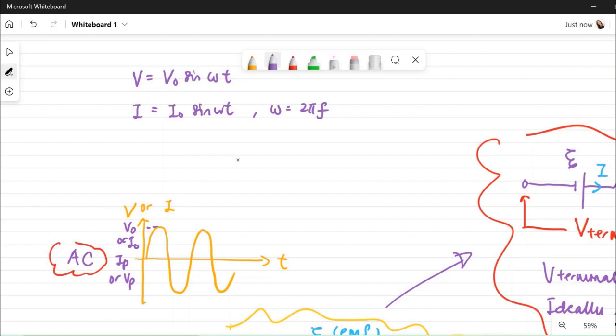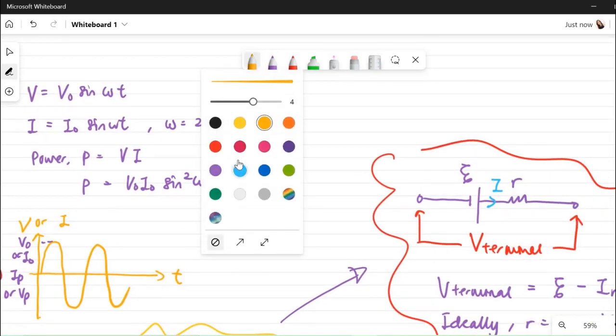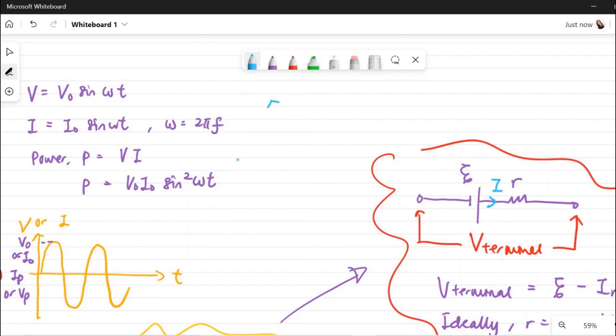Okay, so if I multiply these two terms, I will get another parameter called power, where power P is defined as the product of V and I. Since V is equal to V naught sine omega t and I is equal to I naught sine omega t, when I multiply, I will get V naught I naught sine square omega t. So the graph of power is actually a sine waveform as well, but we have to square the sine waveform, where you will get this style of curve.